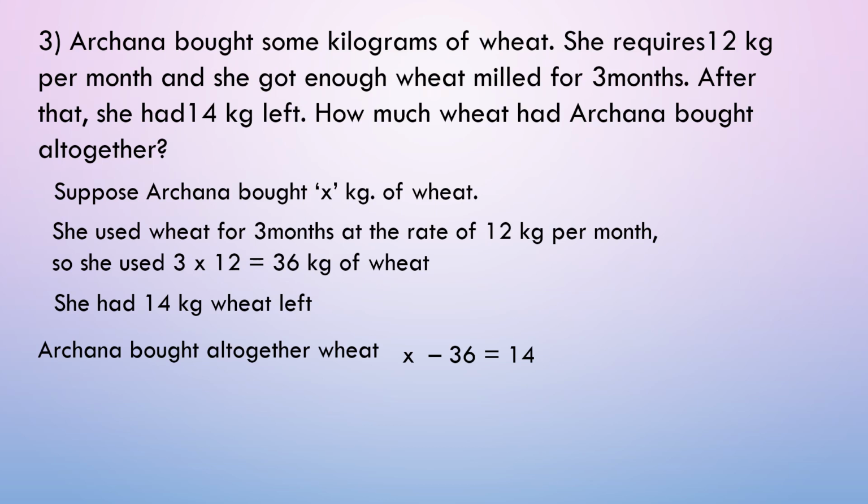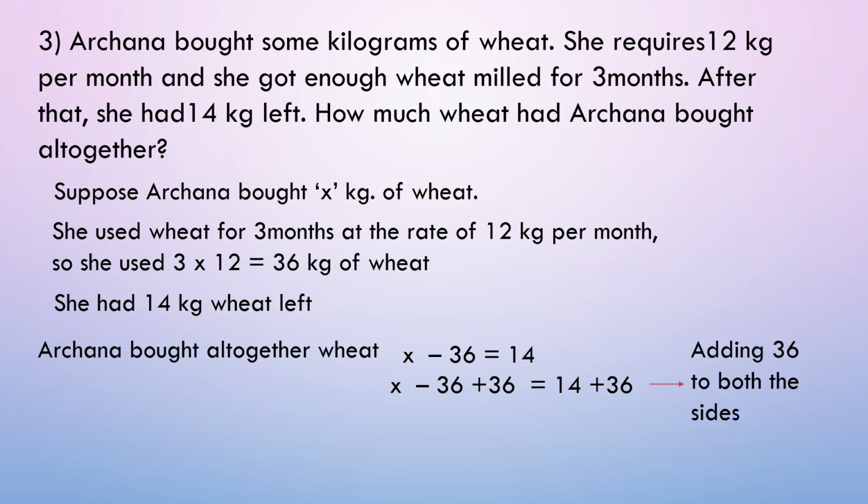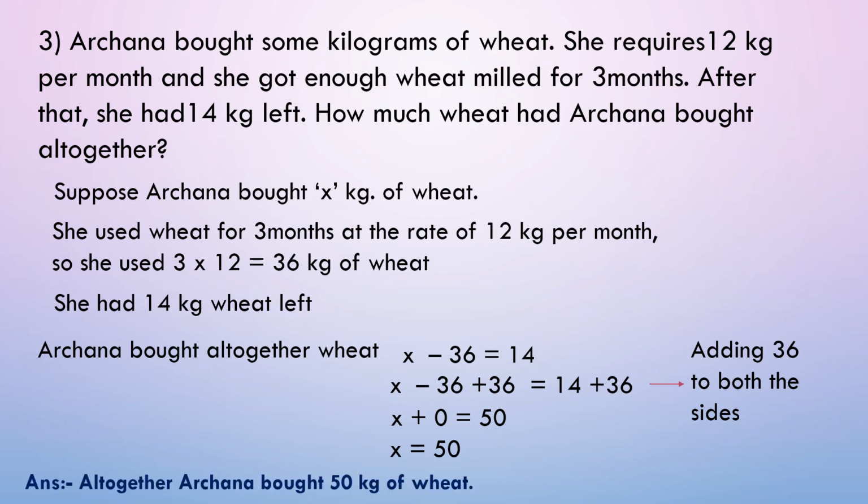Now we have to find the value of X. So minus 36 you have to remove. On both the sides, what you have to do? Add 36. So adding 36 to both the sides, minus 36 and plus 36 becomes 0. So X plus 0 is equal to 50. 14 plus 36 is 50. So X is equal to 50. So the answer is, altogether Archana brought 50 kg of wheat.